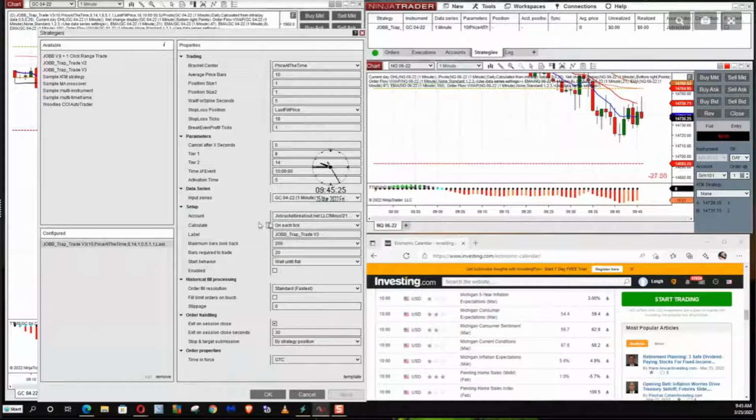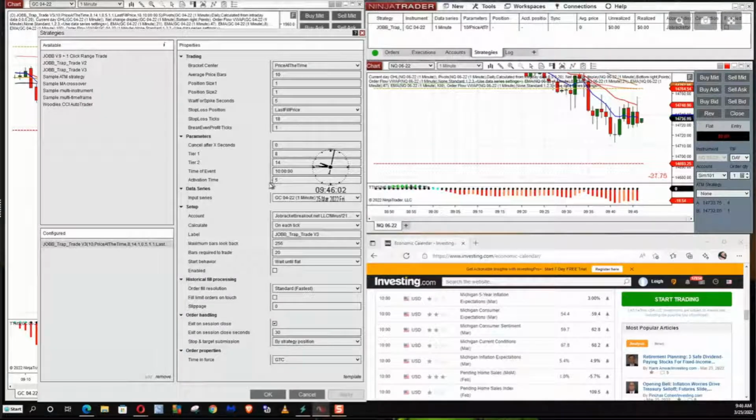I'm choosing my account. I have tier one, which really just think of the tiers as your orders, your brackets. Tier one is 8 ticks from current price. Tier two is 14. Time of the event, the news comes out at 10 o'clock. Trade time, 10 o'clock. And the activation time, preparation seconds. How many seconds before the news comes out do you want to put your orders on the chart? That's what that means.